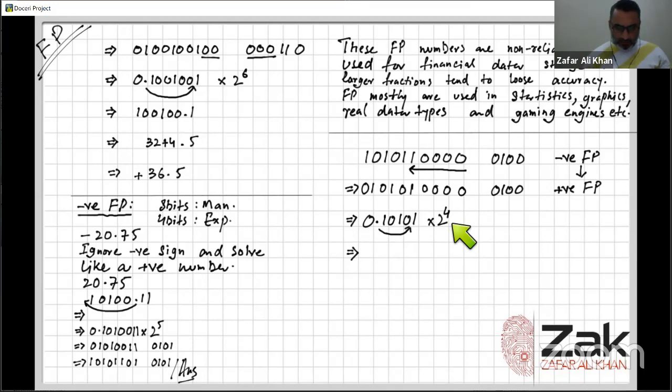Now convert it to the denary form: 1, 2, 4, 8. So this is 8 plus 2, 10, and this is 0.5. But we will put a negative sign there, so that this becomes the exact conversion of this negative floating point number to a negative real number in denary.